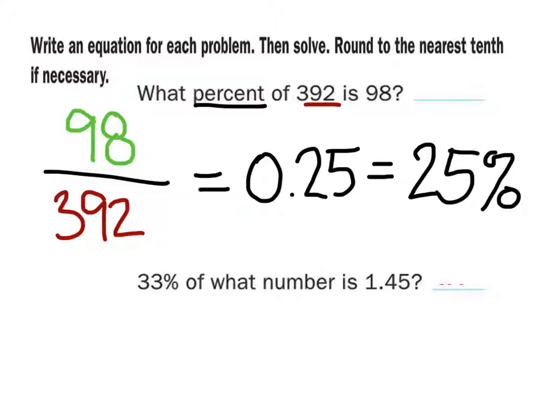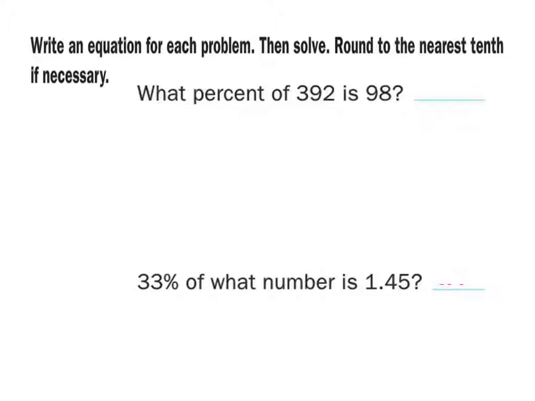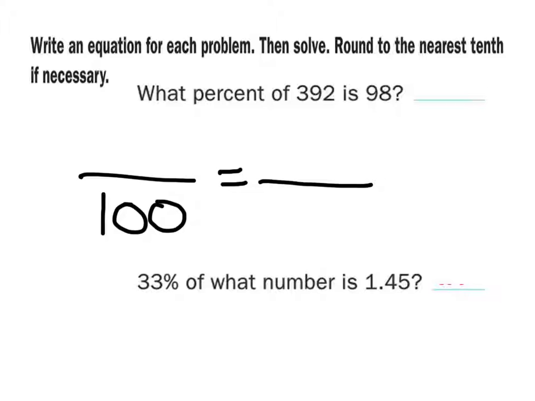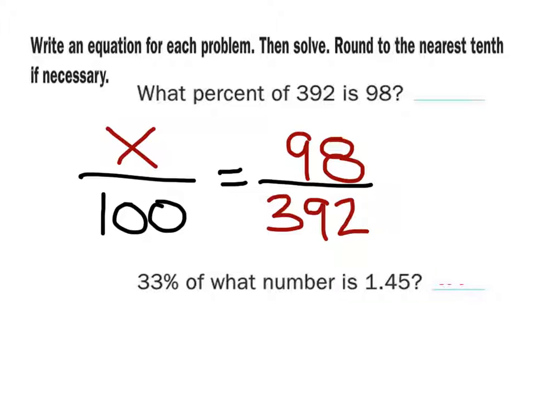All right, that's impressive. Just real quick, if we had used the proportion, we have 100 here. What would have gone above 100? X. What would have been in the bottom right? 392, and 98 right here. This will still give you 25%.